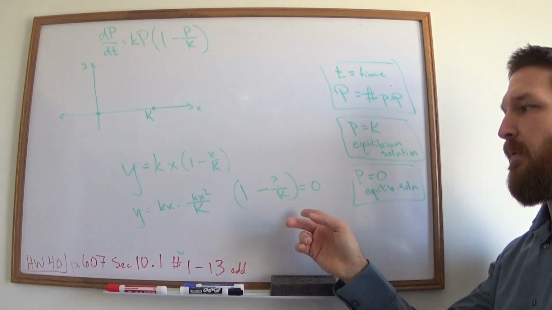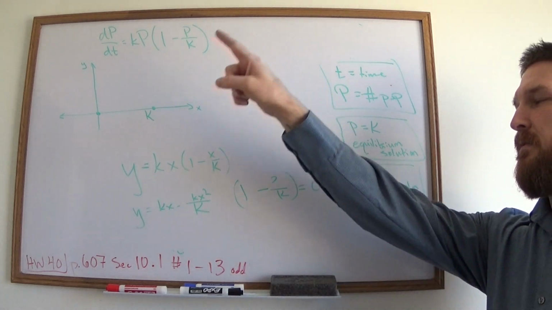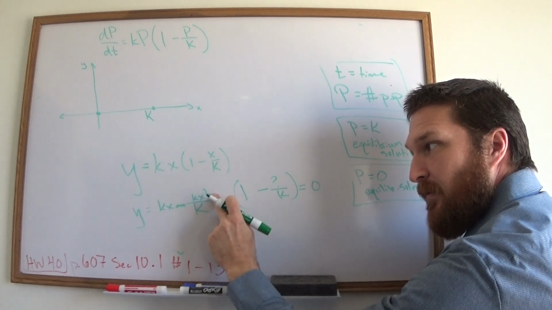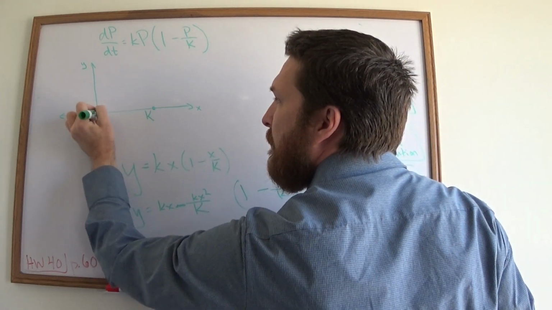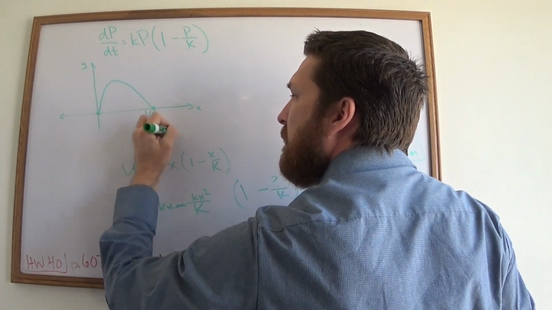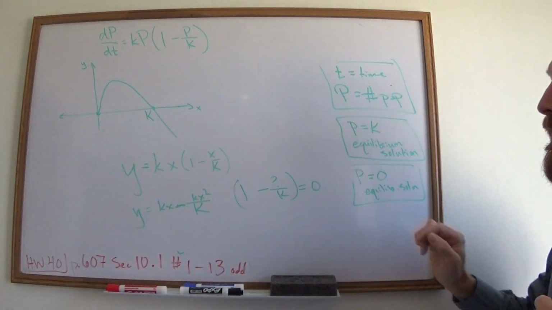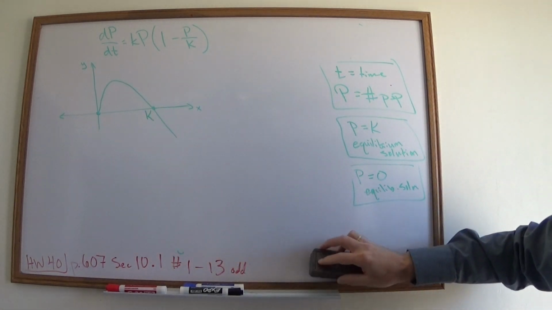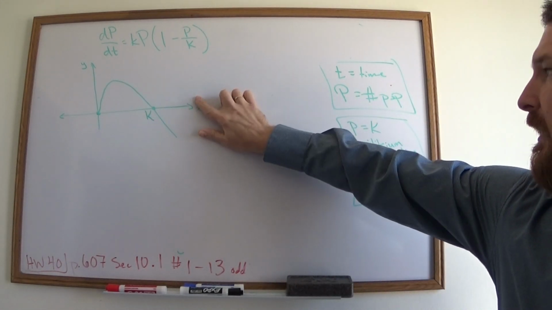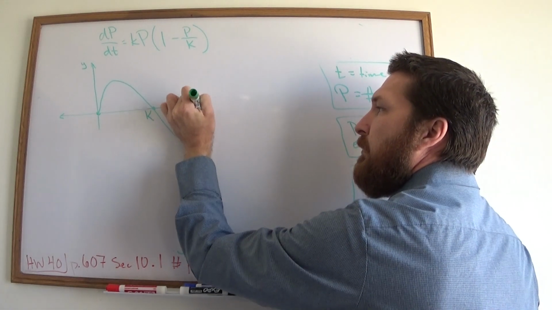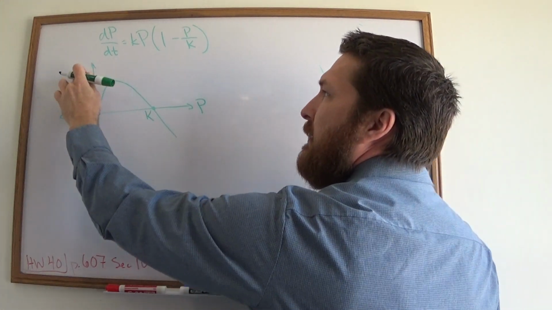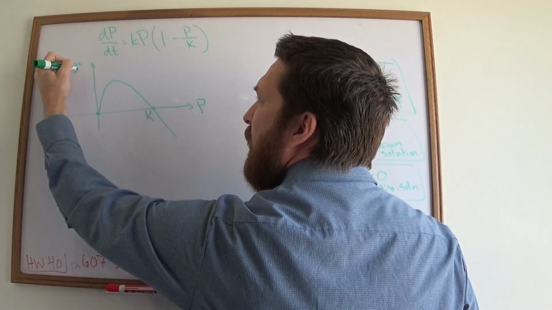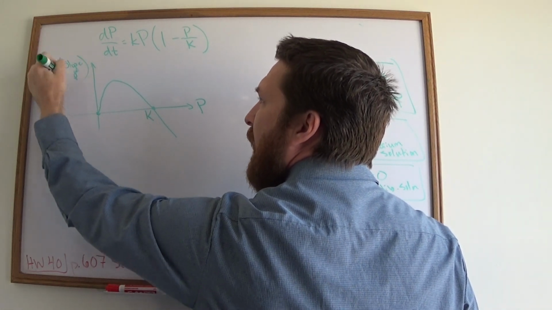And so this is a parabola. Is it an upward or downward parabola? It's downward because we have this minus right here with the squared term, right? And so we should do something like this. Now, okay, but it's not an x and a y, it's actually a p as the input, and the output is dp dt. In other words, it's the slope of p, yeah?